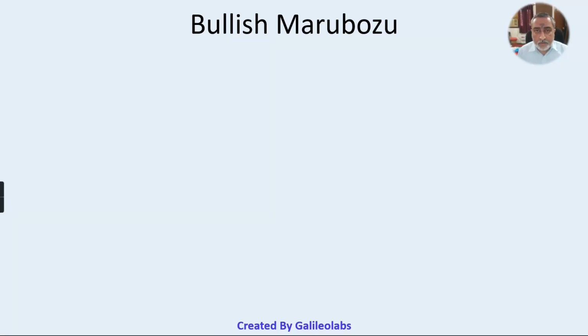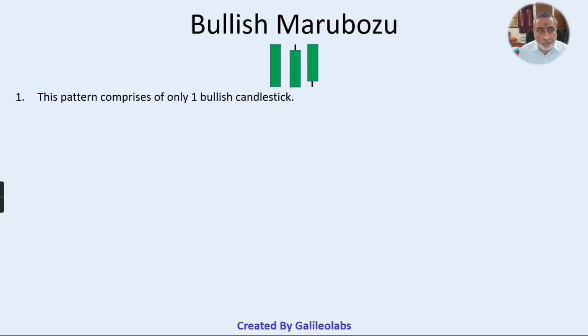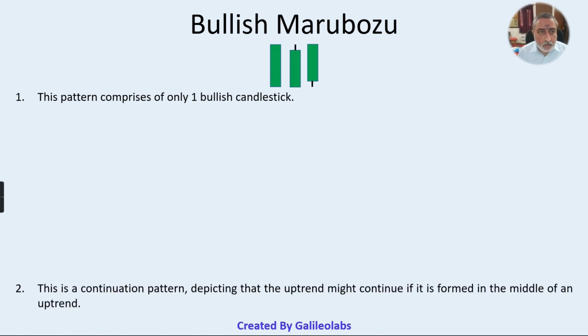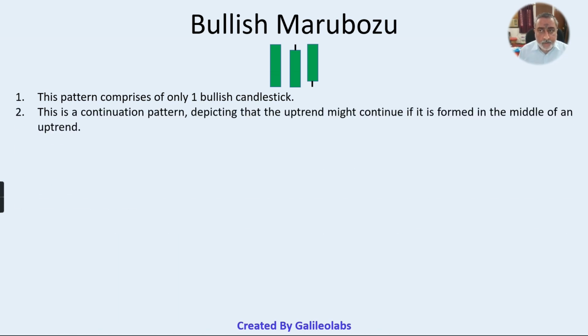Very good morning, friends. Today we will be learning about one candlestick pattern by the name of Bullish Marubozu. Now, what is a bullish Marubozu? First of all, this is a single candlestick pattern and green in color since it is bullish. It is a continuation pattern.